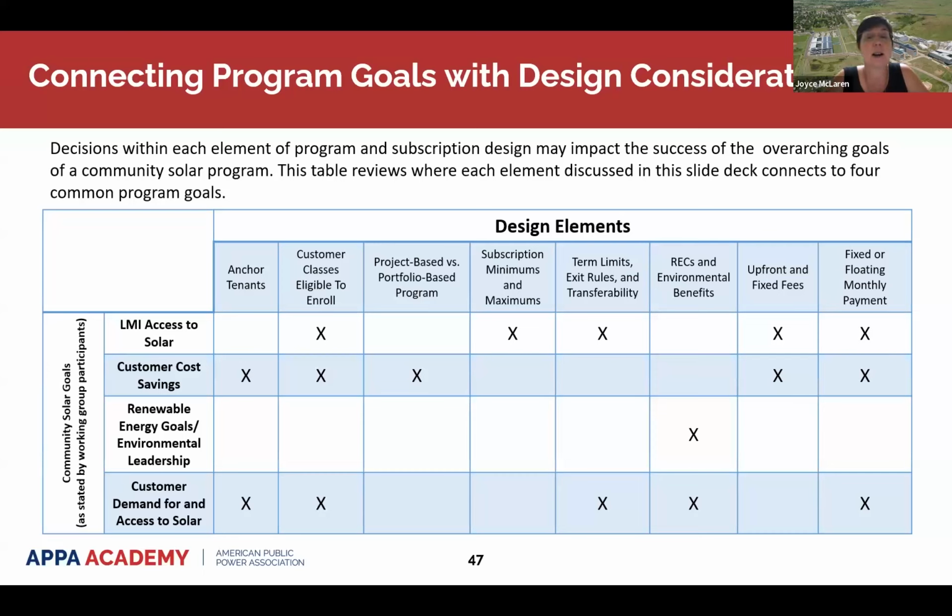but I'm just showing here how these different design elements across the top that we just went through, that each of them has an impact on goals of your program. So for instance, if your big goal is to encourage LMI access to solar, you need to think carefully about which customer classes you're targeting and your subscription minimums and maximums and your upfront fees and how you do your monthly payments, whether they're fixed or floating. So this chart just gives you a little indication of how these different design elements are going to impact the goals of your program and whether or not you're able to meet those goals. So I just wanted to point that out to show you that that's why all of these elements matter.